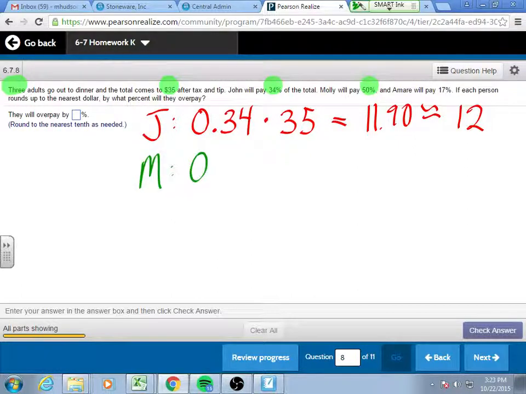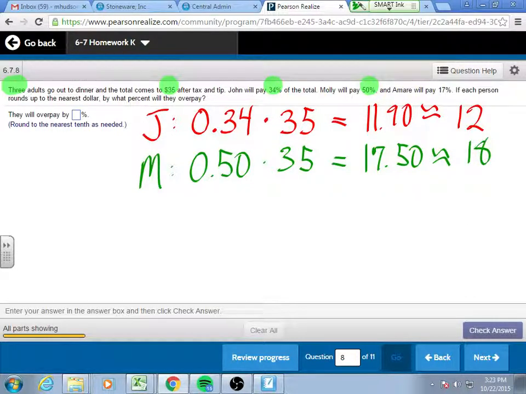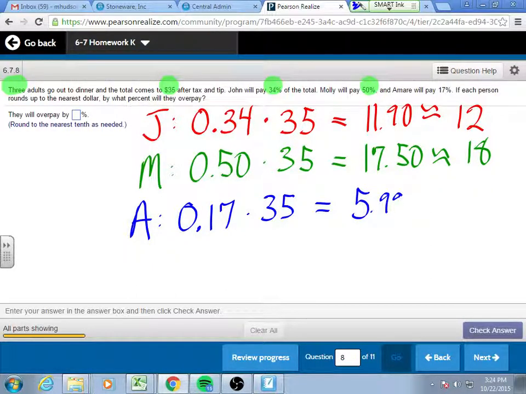Molly is going to pay 50%, or 0.50, of the 35. Well, I know that that's $17.50, just because I'm used to working with 35. Rounded up, Molly's going to pay approximately $18. And Amar said that he'll pay 17%, so that's 0.17 times my 35. When I do that math, I get $5.95. Amar's getting off easy here. Well, I'd like to be the guy paying $6. So if he rounds up, he's going to pay $6.